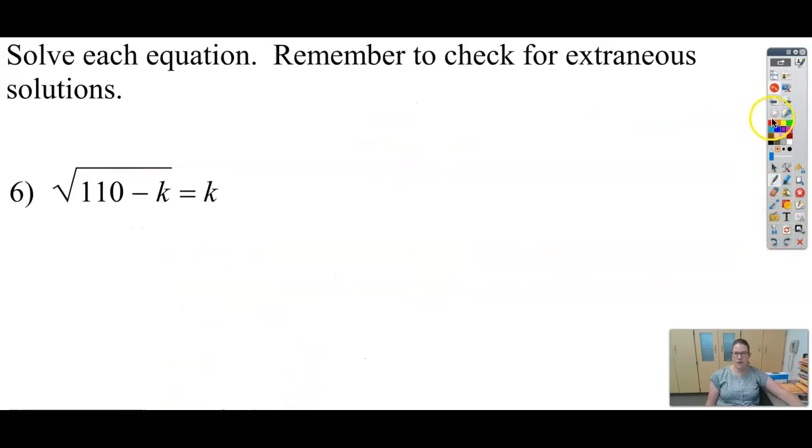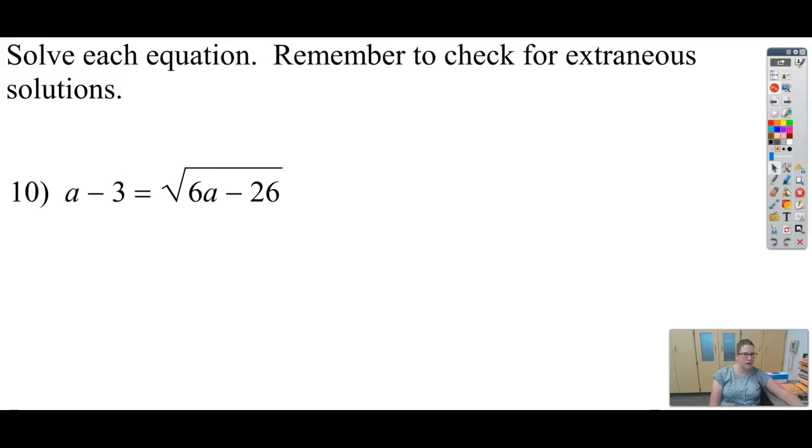All right, let's try one that looks just a little different than this, and then we should be good to go on these. That one's similar, that one's similar. Okay, this one looks a little bit different, right? We have a minus 3 equals the square root of 6a minus 26. So because this square root is the only thing on this side, I can get rid of it by squaring this side. But if I square this side, I've got to square this side. And so that means I have to square the entire side.